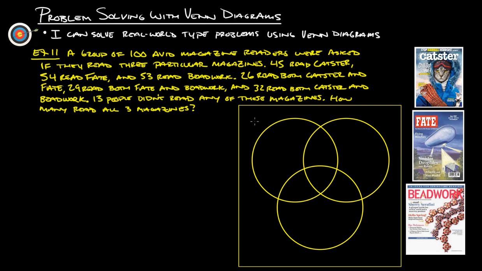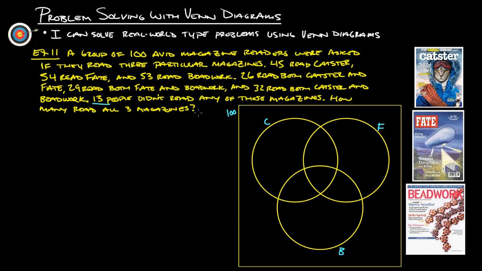Okay, so here we go. We know that there are 100 total people that were surveyed here. And then we have Catster, Fate, and Beadwork for all of these. Now, here's the thing that you want to try to do. Try to start as best you can with the middle. More likely than not, it's going to be easiest to start with the last information that they gave you.